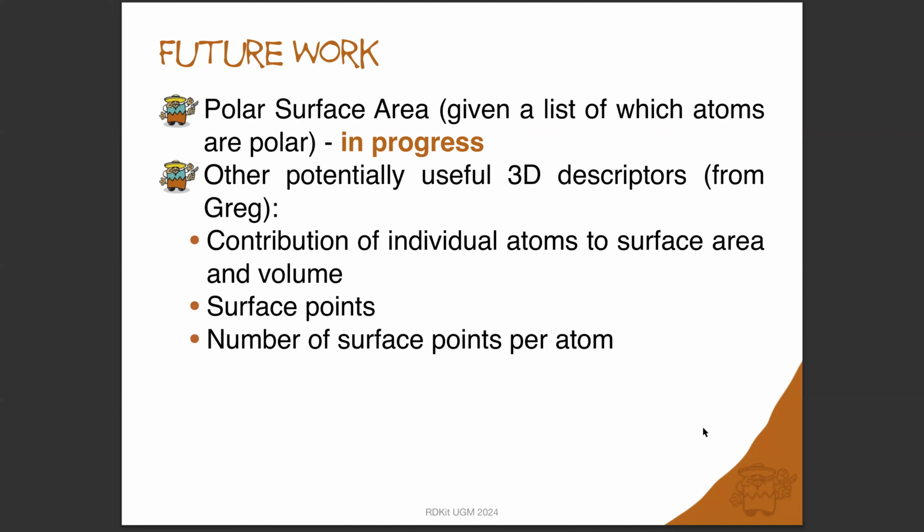So one that was already on Roger's and my radar was to add in calculation of polar surface area as well, which should be relatively straightforward to do for some arbitrarily defined list of atoms that count as polar. And then Greg had suggested that there are also some quite useful 3D descriptors that we can get out of this in the form of the contribution of individual atoms to the surface area or the volume of the molecule: the list of surface points that we have generated, and the number of surface points that are generated for each atom in the molecule.